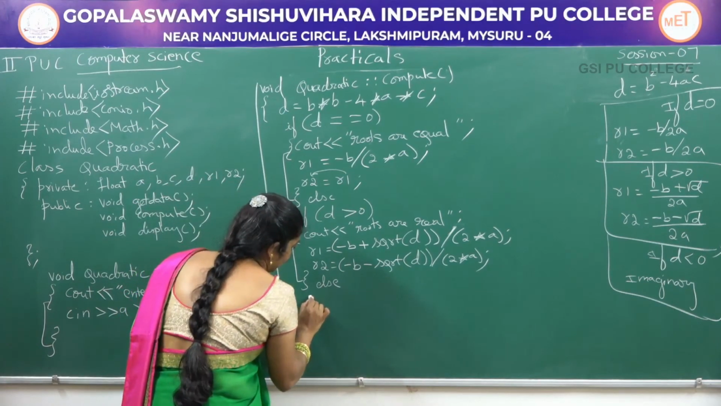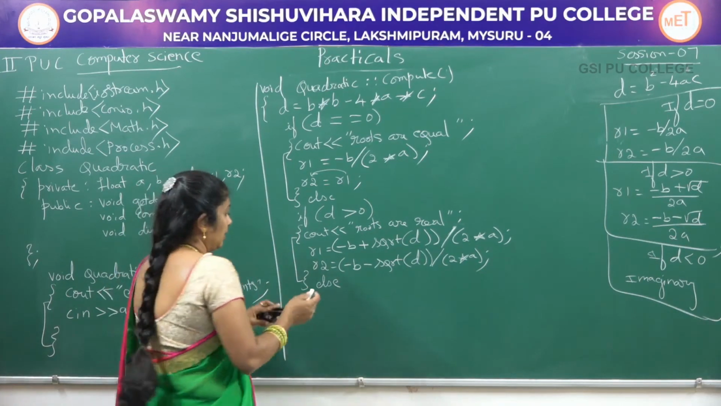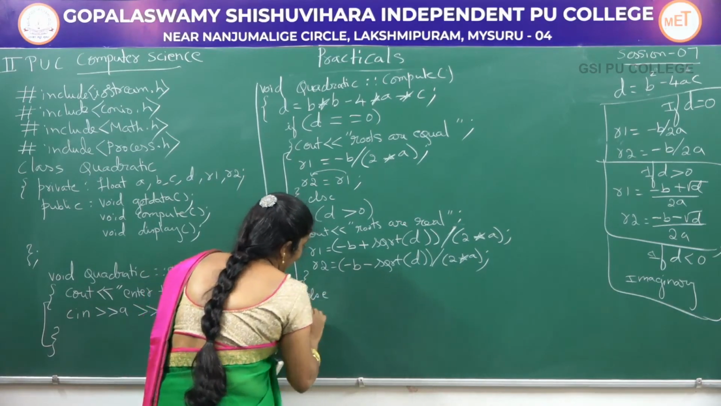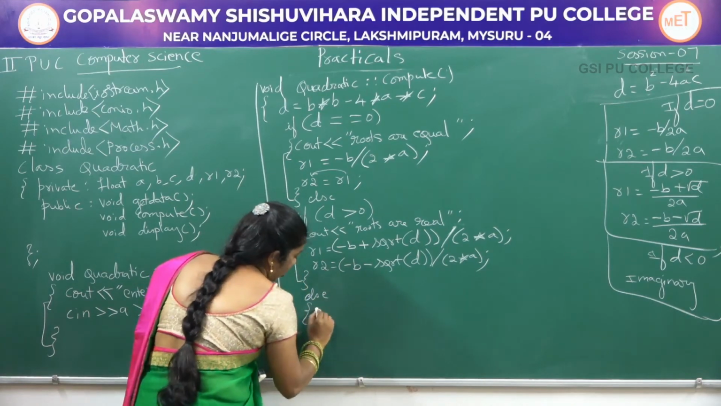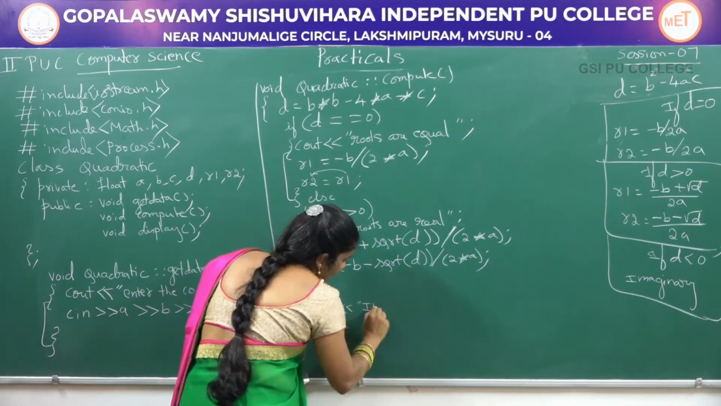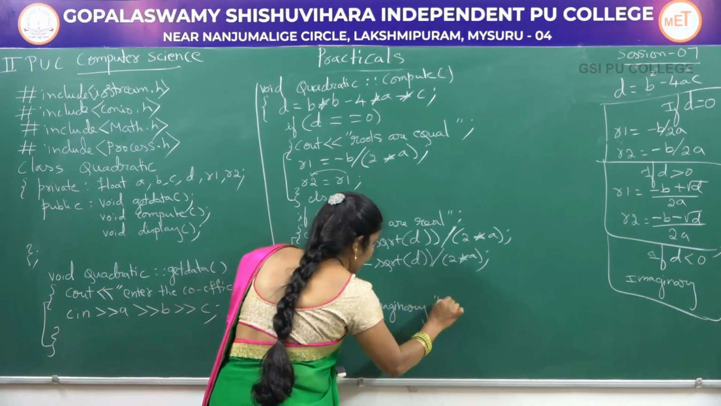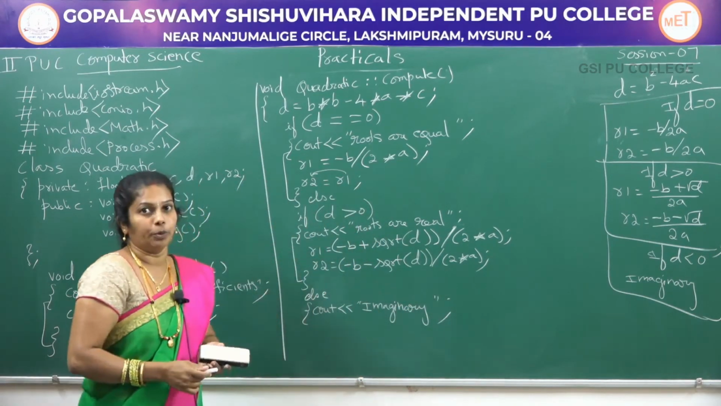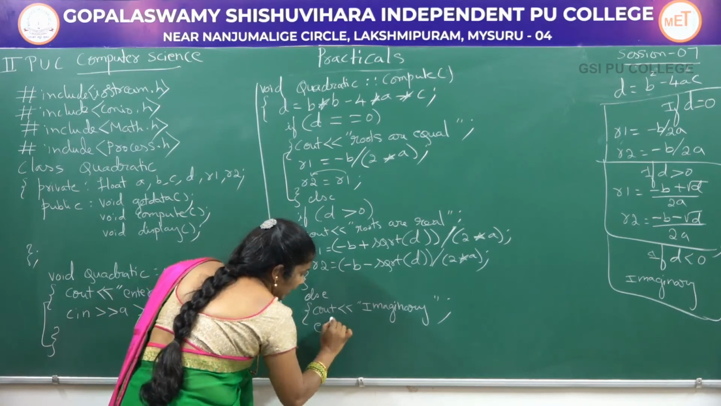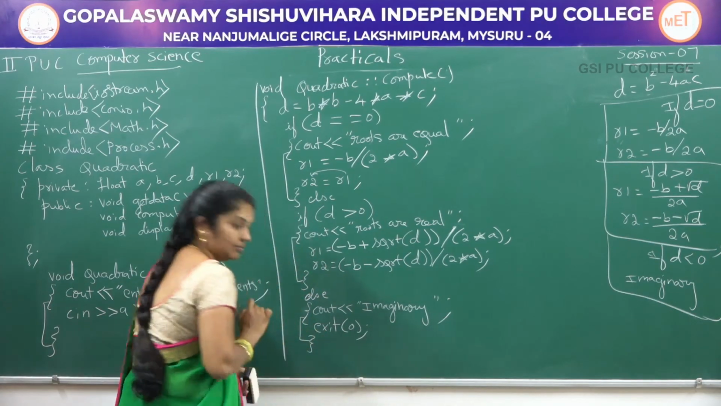What is the else part here we have? Both roots are imaginary. Here write down else, open the bracket, write down cout imaginary. Then no need to process. It has to come out from the program. For that sake we use the exit function. Then close this else part.